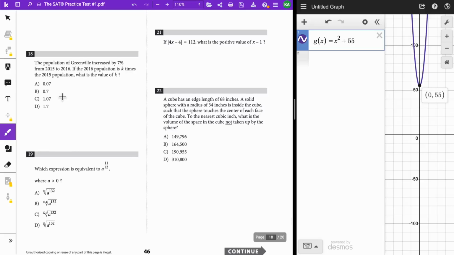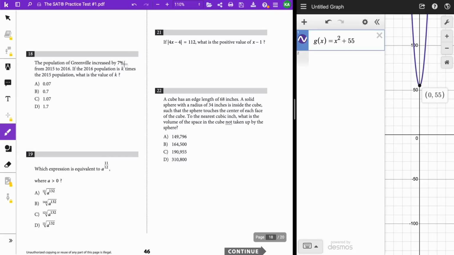How about number 18, another percent problem? The population of Greenville increased by 7% in 2016, so it increased by 7% from 2015 to 2016. So that new population in 2016 is K times the 2015 population. What's the value of K? So if something increases by 7%, that means that we can multiply it by a certain number. That's what they're looking for.